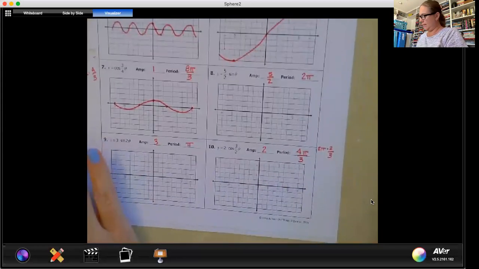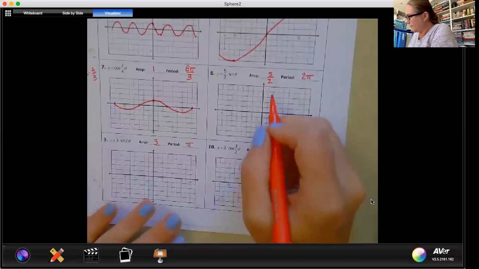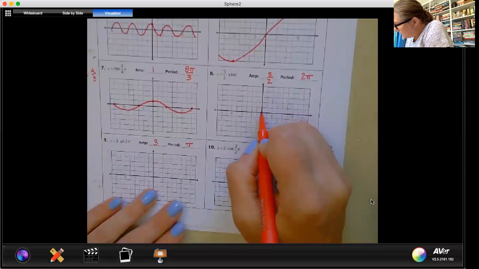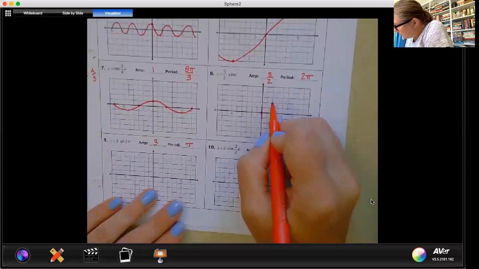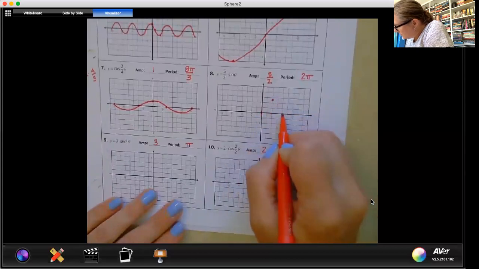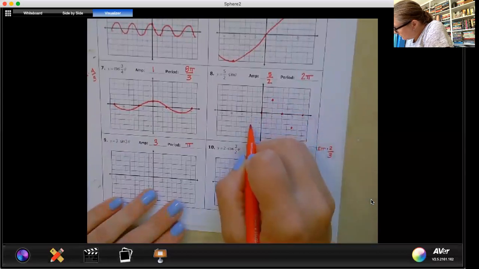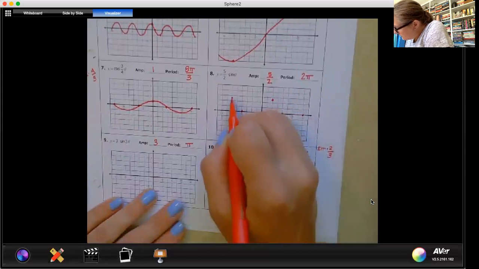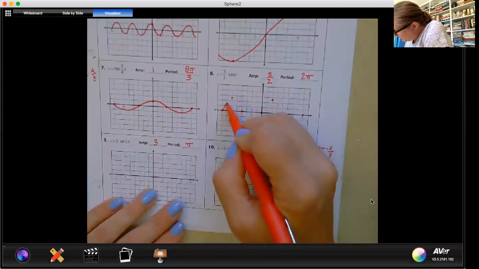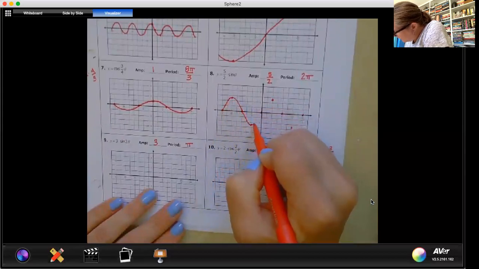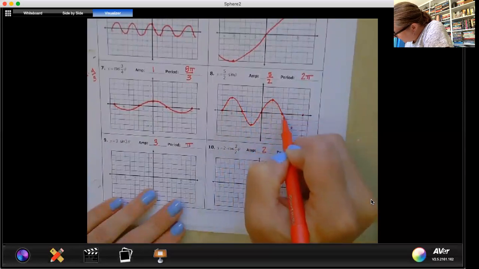And number 8, 5 halves sine theta. Again, that period of 2 pi really helps. So all you have to do here is go up and down to 2 1/2. And it's sine, so it goes through 0, 0. And then just connect your dots. So the 2 pi graphs are nice.